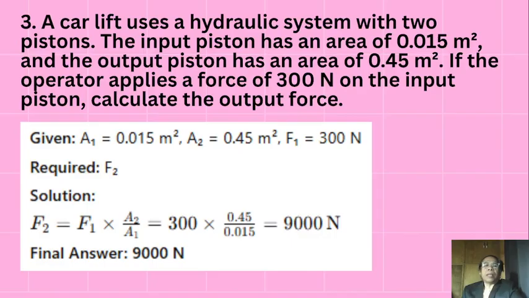Take note that the formula comes from F2 over A2 is equal to F1 over A1. That is the formula we had before. This time it's in terms of area. In number 2, it's in terms of diameter. Take note of that.